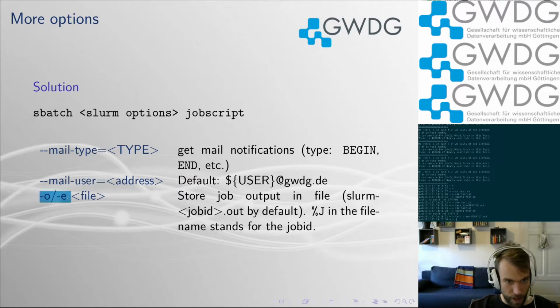And the output and error file: you can store the output of the job into a specific file. The %j stands for the job ID, but there are different options there as well. You can look into the man page for that.